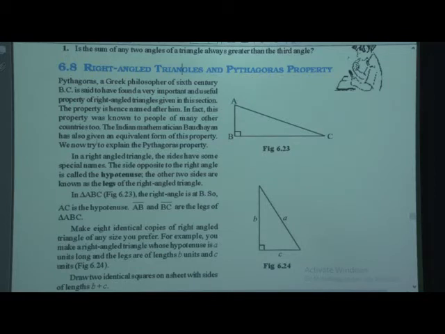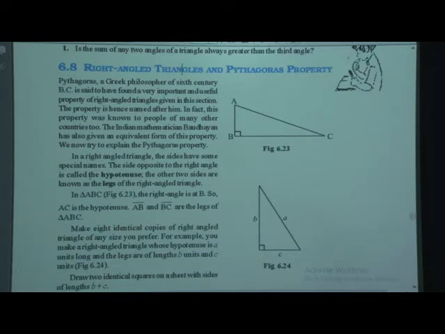In fact, this property was known to the people of many other countries, to the Indian mathematician Baudhayana, who has also given an equivalent form of this property. We now try to explain the Pythagoras property.